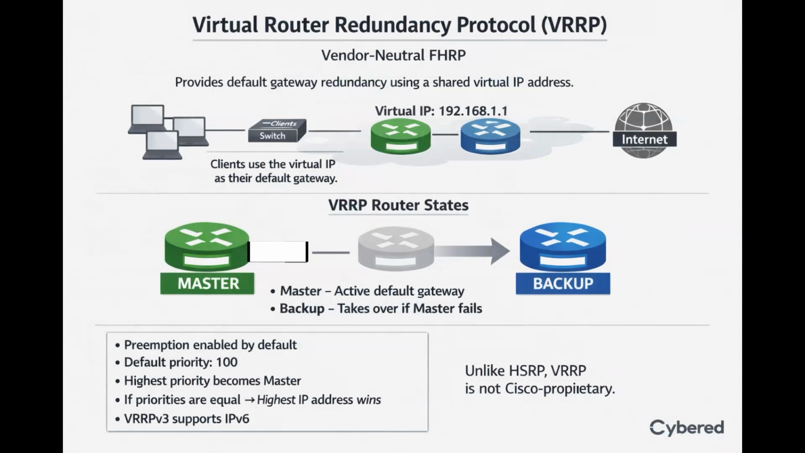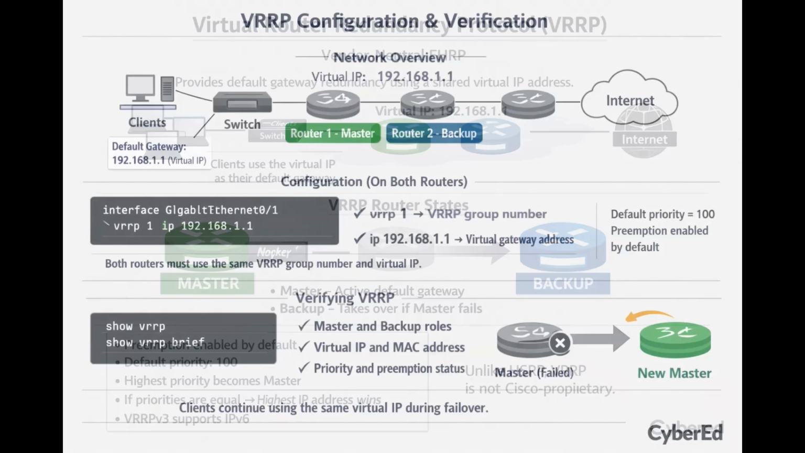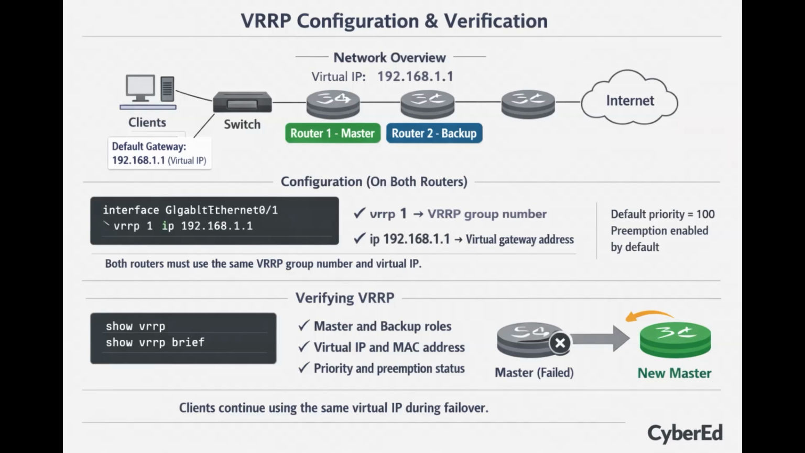VRRP. VRRP is a vendor-neutral FHRP that provides default gateway redundancy using a shared virtual IP address. Virtual Router Redundancy Protocol router states: master, the active default gateway, and backup, which takes over if the master fails. The key characteristics: preemption enabled by default, default priority 100, the router with the highest IP address becomes master, and VRRP version 3 supports IPv6. Here's an example of VRRP configuration.